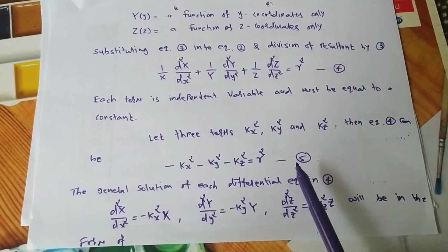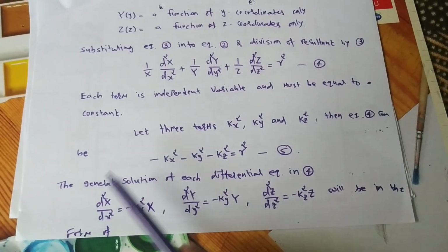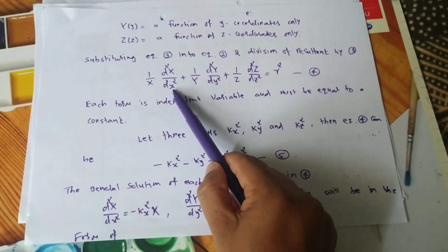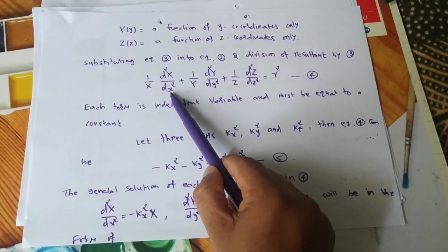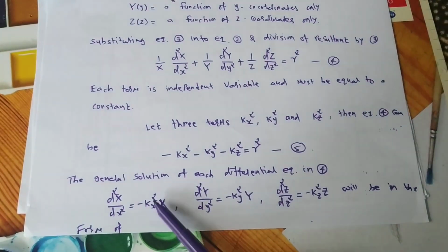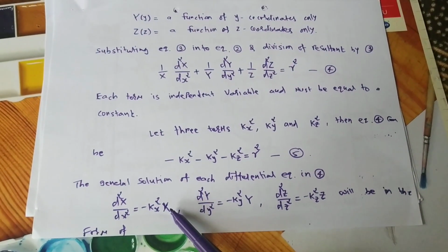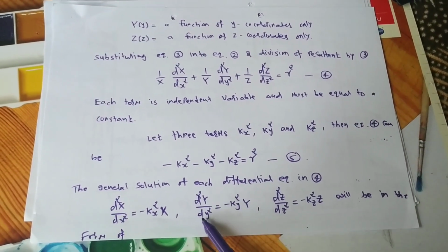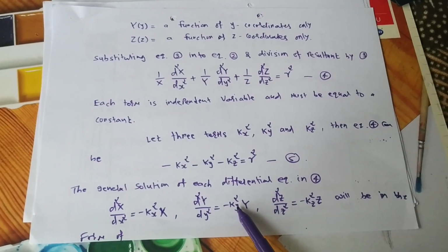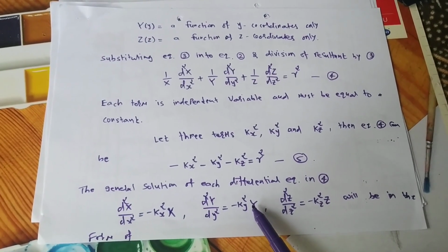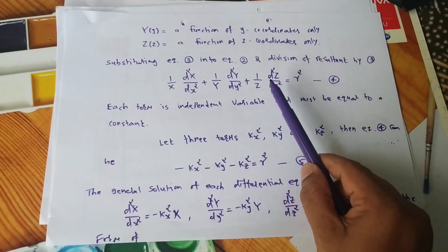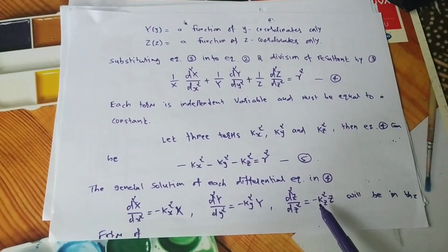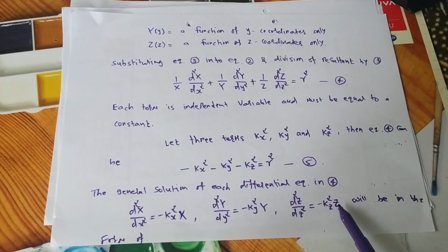Here I can say that the general solution of each differential equation, d square X by dx square, is equal to minus kx square into X. In the same way, d square Y by dy square is equal to minus ky square into capital Y. And in the same way, d square Z by dz square is equal to minus kz square into Z.